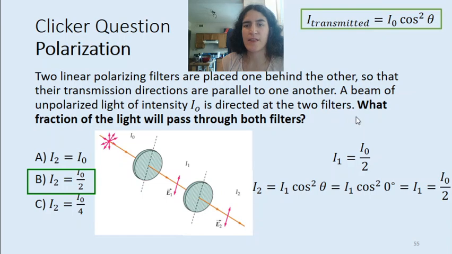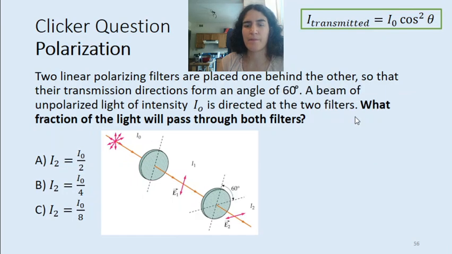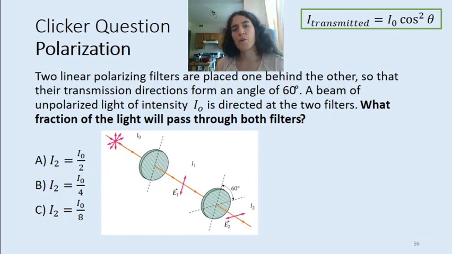Okay, so now let's try the second problem. Now the only difference between this problem and the previous one is that I've rotated this angle by 60 degrees, right? So I've rotated the second polarizer. So go ahead and try to figure out what would be the new I2.